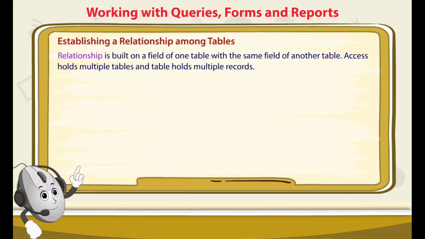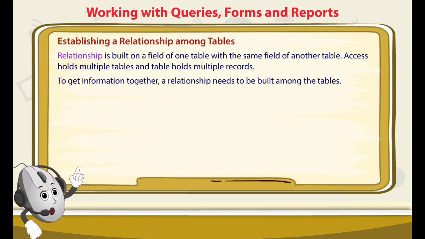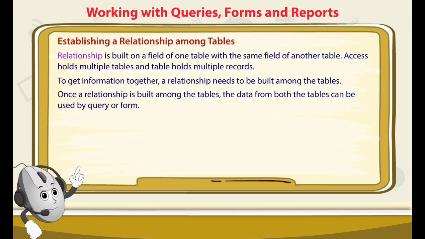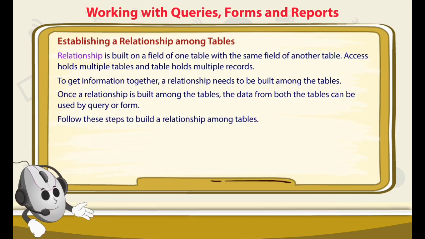Establishing a relationship among tables. A relationship is built on a field of one table with the same field of another table. Access holds multiple tables and a table holds multiple records. To get information together, a relationship needs to be built among the tables. Once a relationship is built among the tables, the data from both the tables can be used by a query or form.